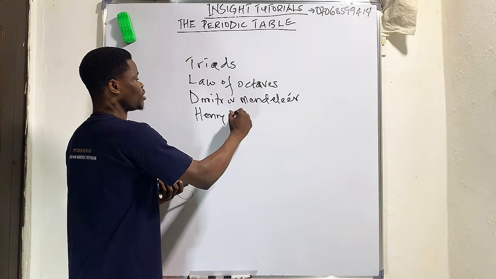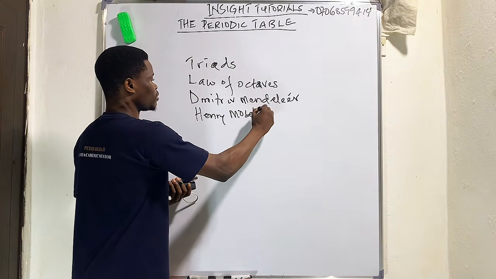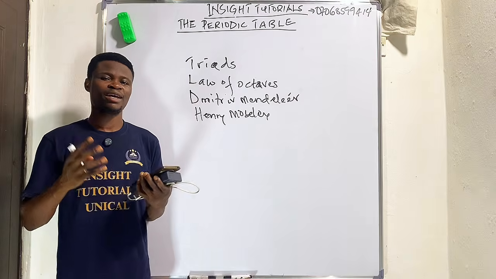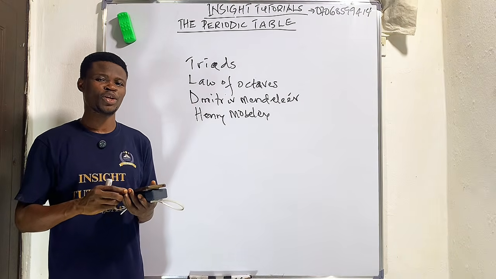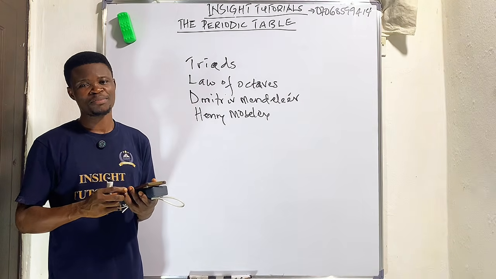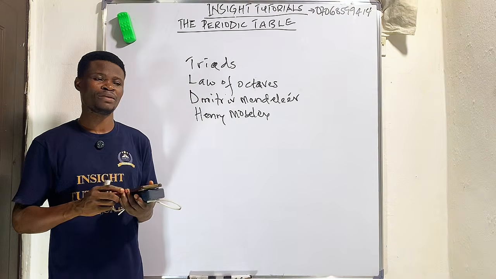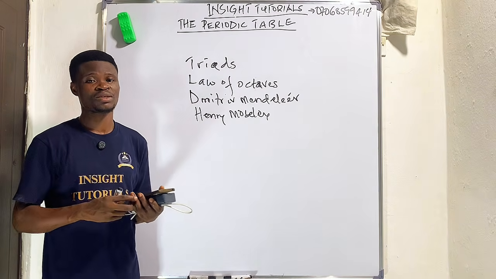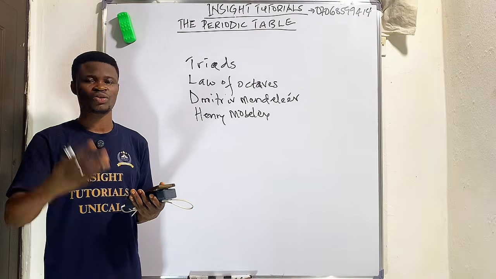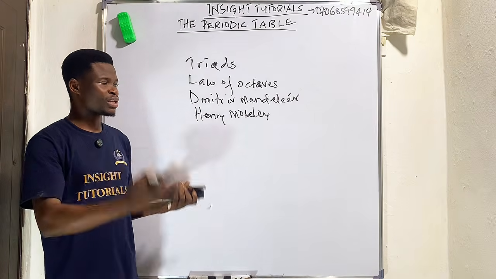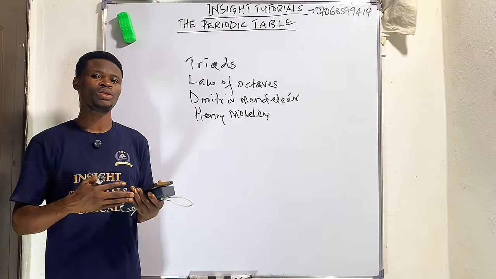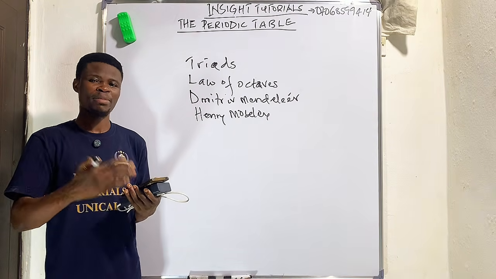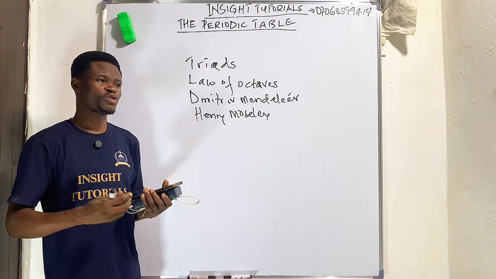His name is Henry Moseley. Henry Moseley was the one that finally proposed that elements should be arranged in order of their atomic number, as against Dmitri Mendeleev. When Mendeleev gave his proposal, he even left spaces for elements that were yet to be discovered. Though he knew the properties that those elements would exhibit, he did not know which elements they would be, so he gave those spaces.